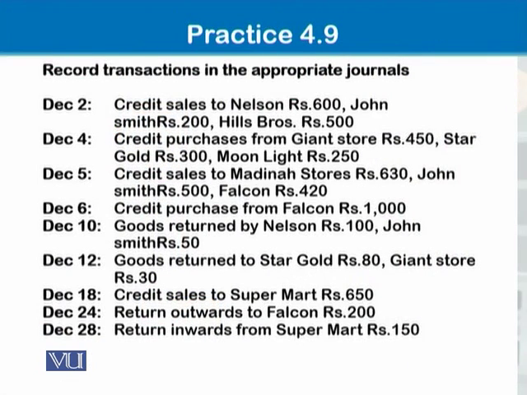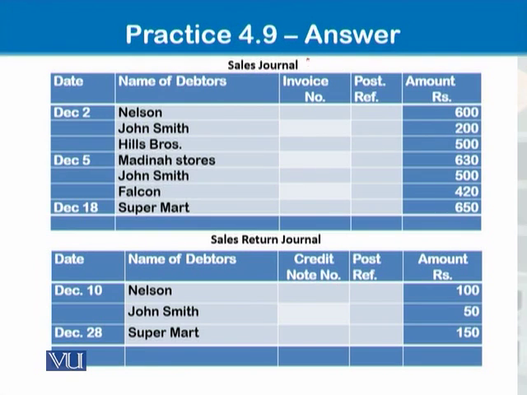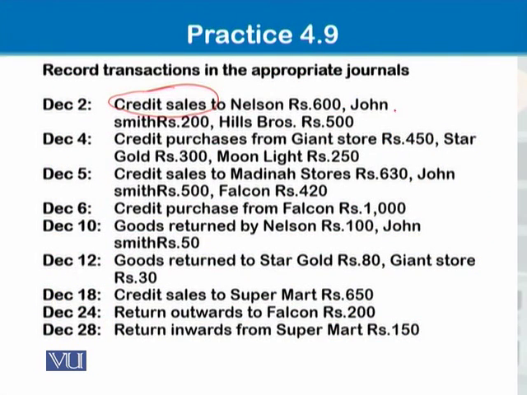So over here we see that on December 2nd, credit sales to Nelson, John, Hillbros are there. So since it is credit sales, it will be recorded in sales journal. Yes. Okay, let's see. It's a sales journal. And December 2, Nelson 600, John Smith 200, and Hillbro 500. Okay, so this is done.